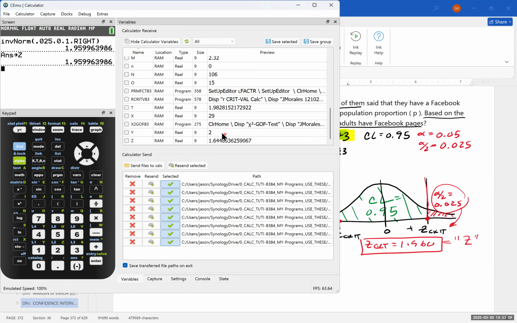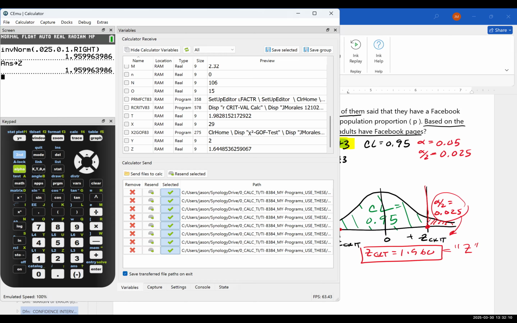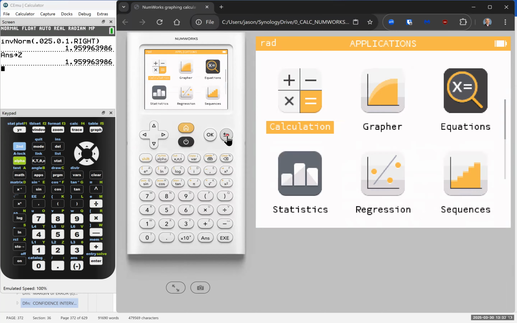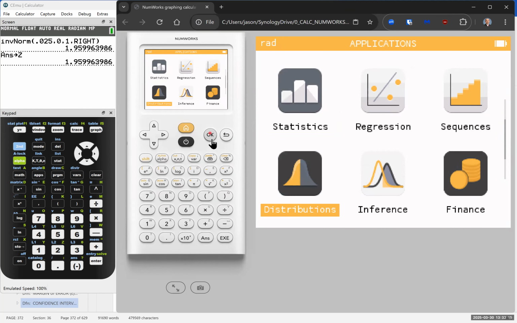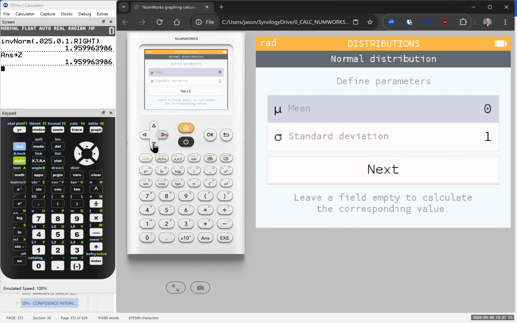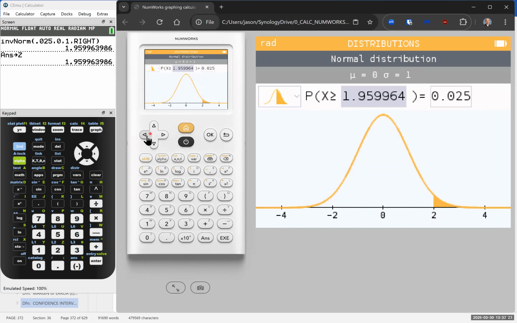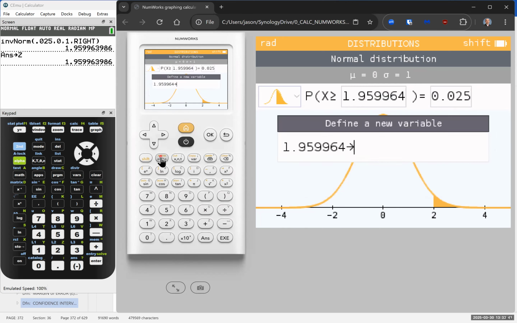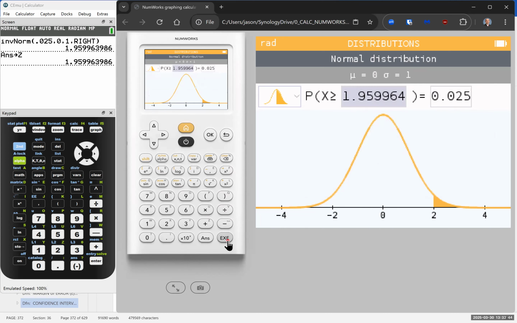There we go. Let me go over here to the NumWorks calculator and make sure that I do the same. Distributions, normal, 0 and 1, area to the right, 0.025. Okay, this is left over from previous, but I'll just go through the motions here. Gives me the same number. So I want to store that also in capital Z. There we go.